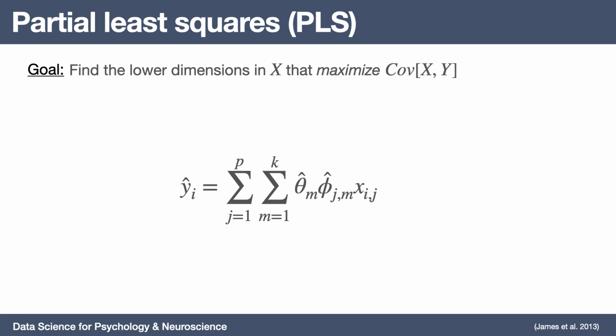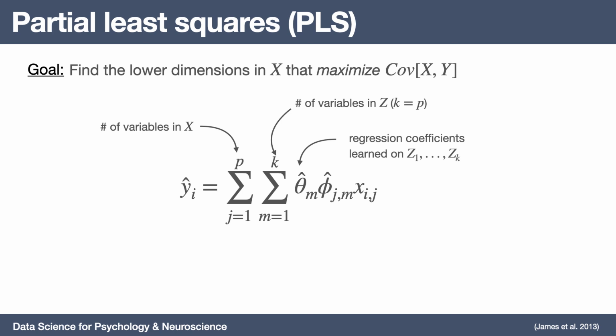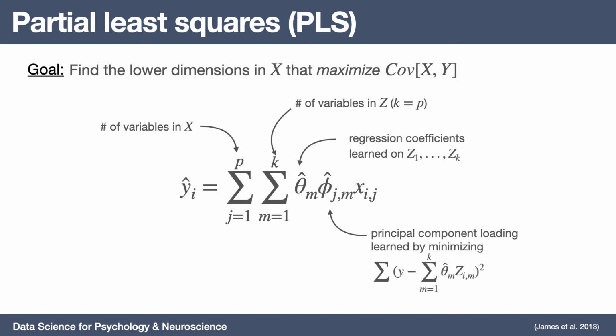So this is the normative form of the PLS model. Every observation of Y is a sum of both all of your P predictor variables and all M or all K principal components that lead to them, or at least the subset that are relevant. So again, your number of variables in X is P, number of variables in your principal component is K. You're going to learn your regression coefficient, so that's why there's a hat over this. But unlike PCR, you actually have a hat now over phi, which means that phi becomes a free parameter in your model fitting process.